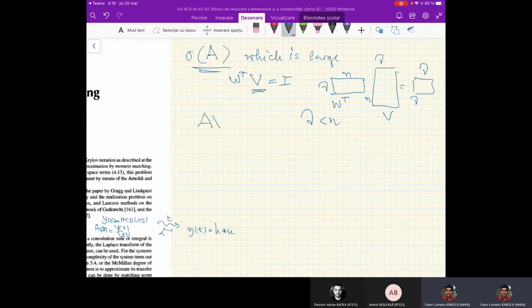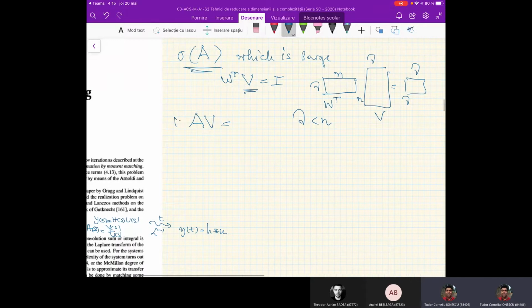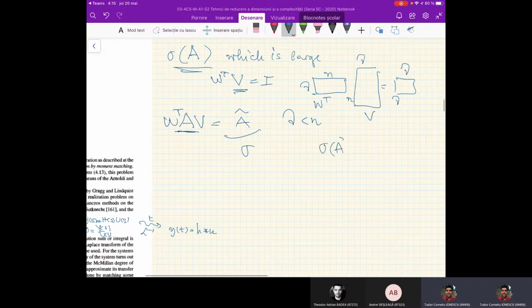So you project this matrix. What you do is compute AV, and then you take W transposed, and you get a smaller matrix A hat. It's easier to compute the spectrum of the matrix A hat rather than the spectrum of A. Of course, the spectrum of A hat is not analytically the spectrum of A, but it approximates a part of the spectrum of the matrix A, so it's sort of included approximately in it.